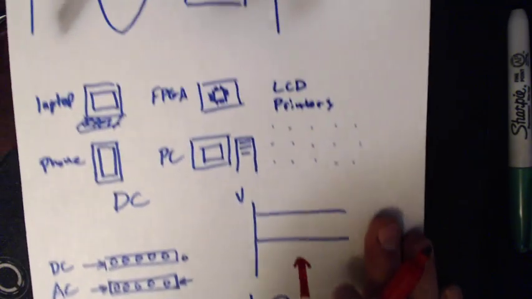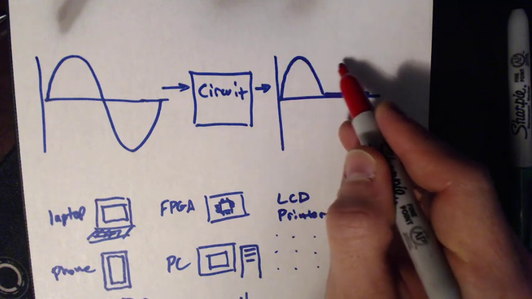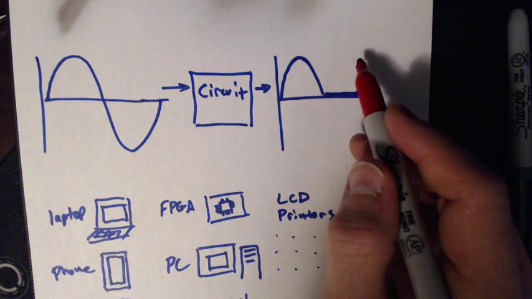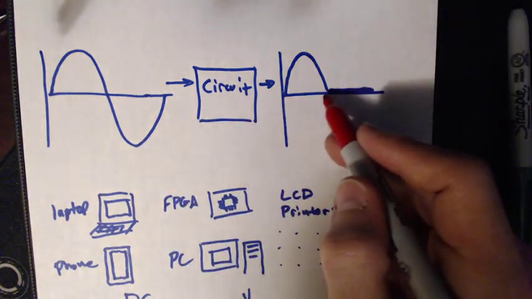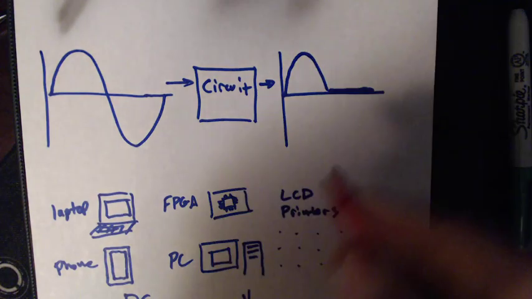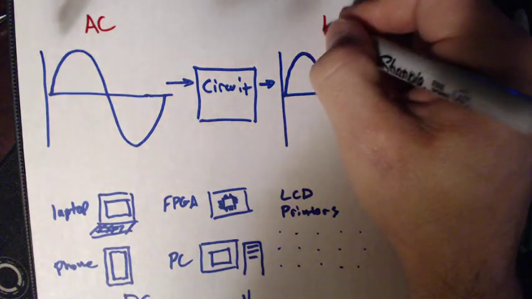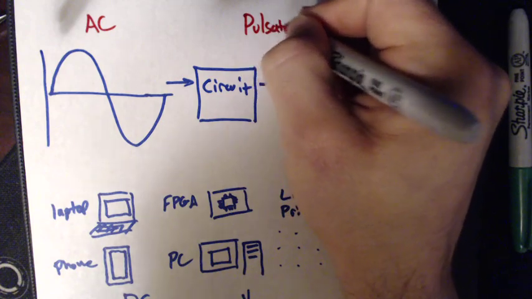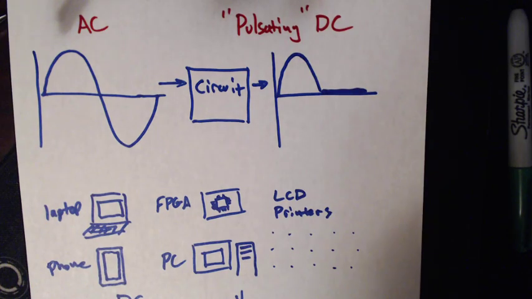Now, granted, this is a far cry from a nice long straight line, but it is the very beginnings of doing so. At the very least, I've gotten rid of all of my negative voltage, and I've made it at least 0. So what I'm saying is, this is AC, and this is kind of like DC. And we do have a formal name for this, pulsating DC.